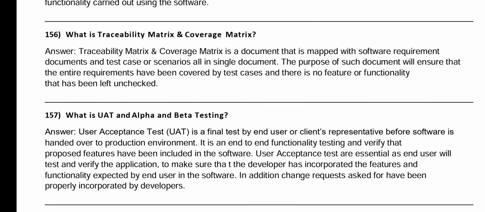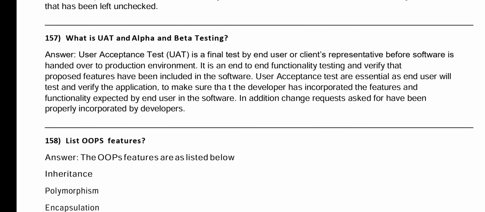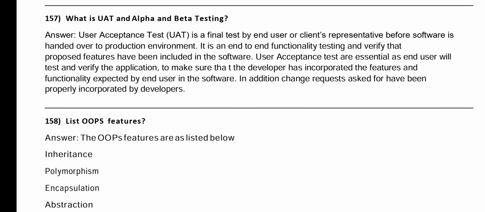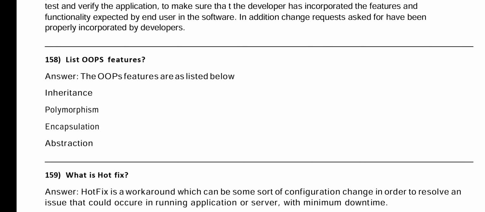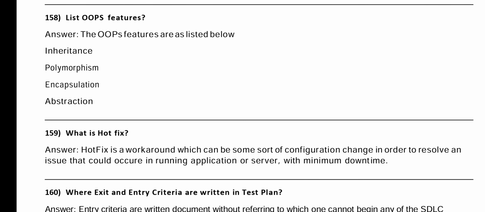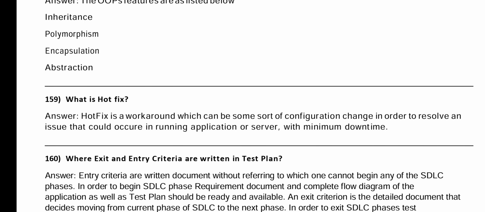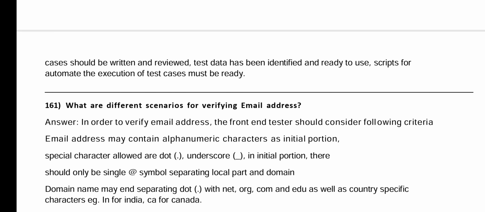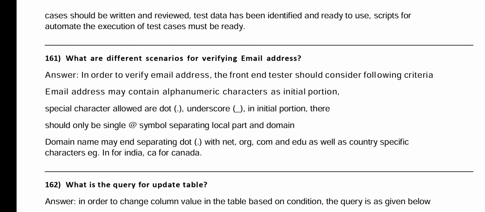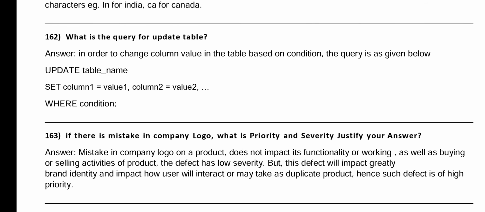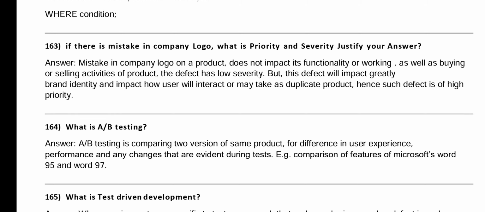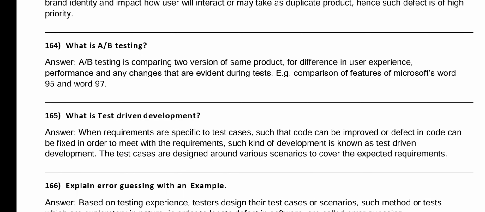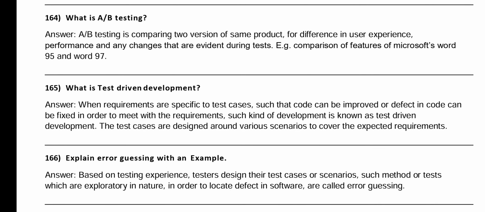What is a traceability matrix and a coverage matrix? What is UAT, and alpha and beta testing? Can you list the OOPS features? What is a hotfix? Where are exit and entry criteria written in the test plan? What are the different scenarios for verifying an email address? What is the query to update a table? If there is a mistake in a company logo, what is the priority and severity? Justify your answer. What is A/B testing?